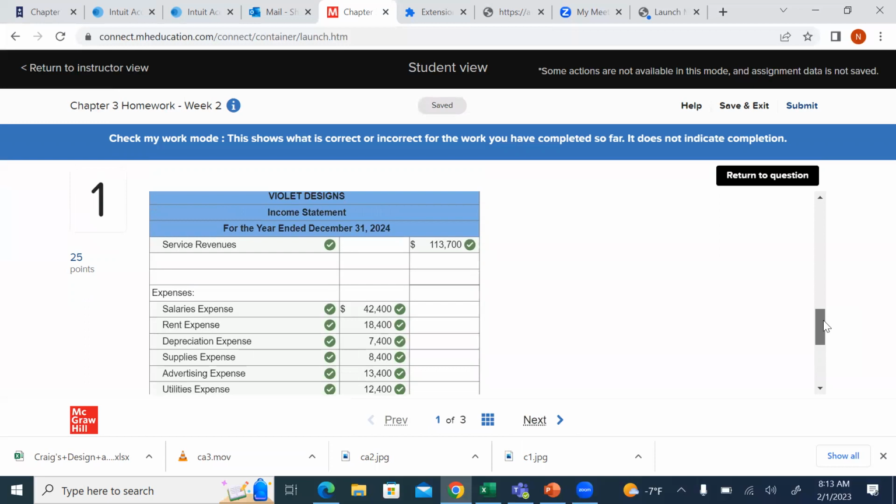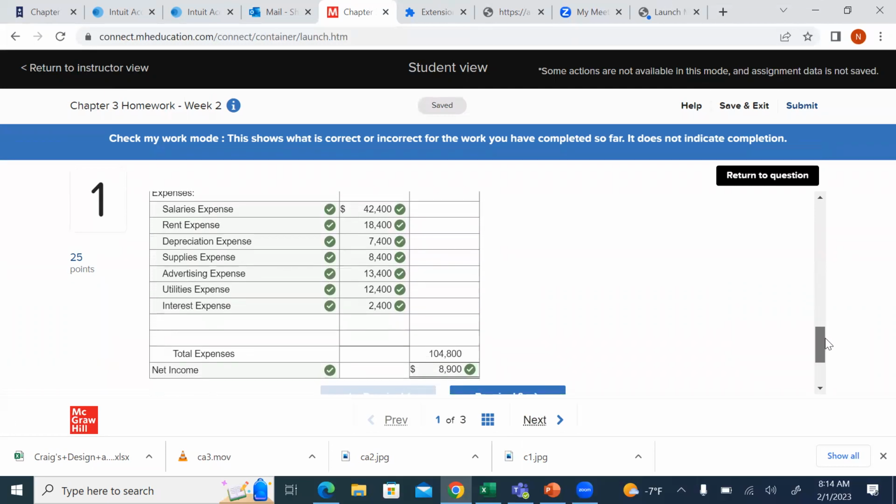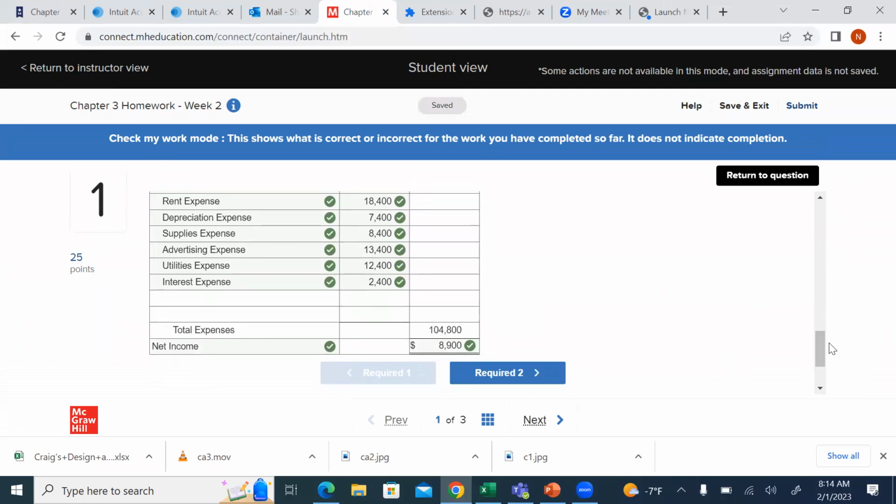So you see the service revenues, 113.7. We put in all of our expenses for total net income of 8,900. Does anyone have any questions how we came up with that? How's everyone doing? Make sense?